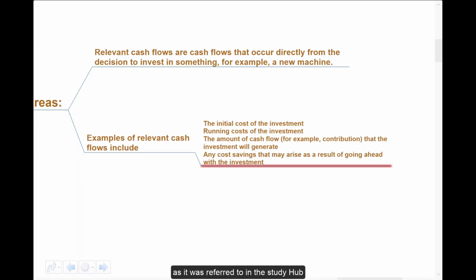Now, note, as it was referred to in the Study Hub chapter, that relevant cash flows are just that, they're cash. They're invariably incremental, and they're most likely absolutely in the future. Those three areas are important. If you were asked to define a relevant cash flow, it's going to be cash, it's going to be incremental, and in the future.